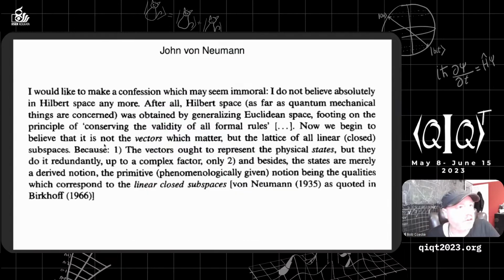But in 1935, something very interesting happened, which you don't see much. John von Neumann basically denounced his own Hilbert space formalism only 3 years after publishing his book. "I would like to make a confession which may seem immoral. I do not believe absolutely in Hilbert space no more."